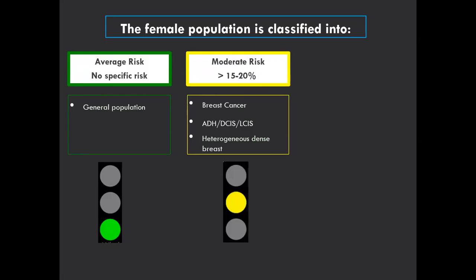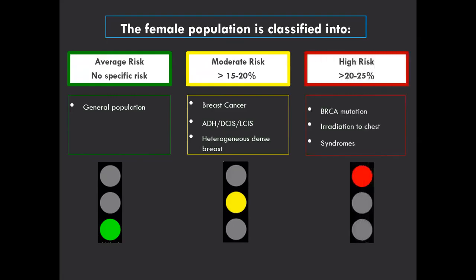The second group is the moderate risk individuals who have a risk which is 15 to 20% higher than the general population. This group includes patients with a past history of breast cancer, patients who have had lesions removed from the breast which turned out to be proliferative, precancerous lesions, and those patients whom we commonly see with heterogeneous dense breast parenchyma.